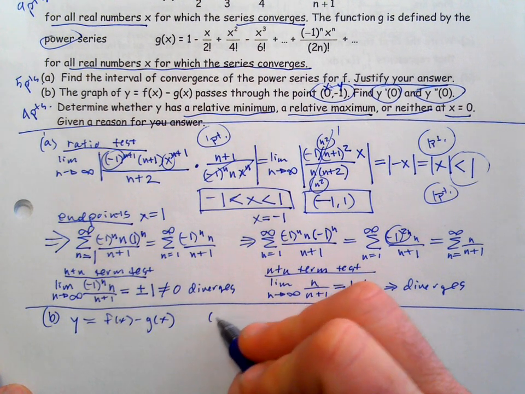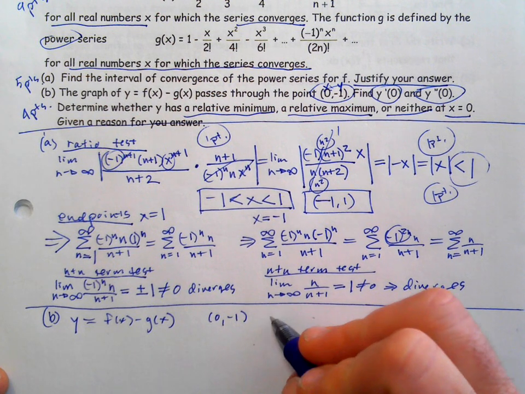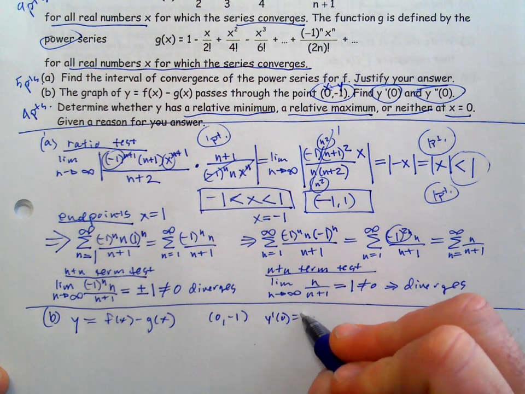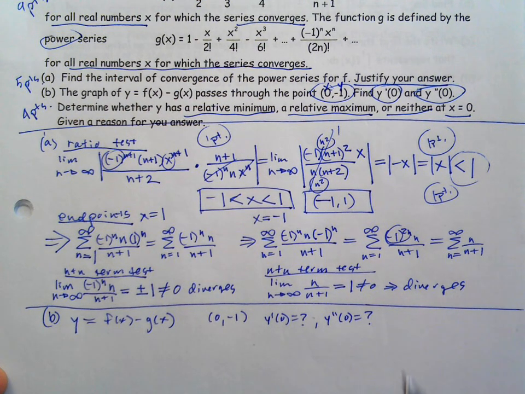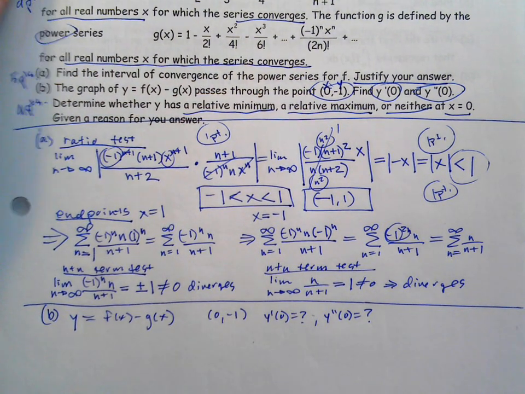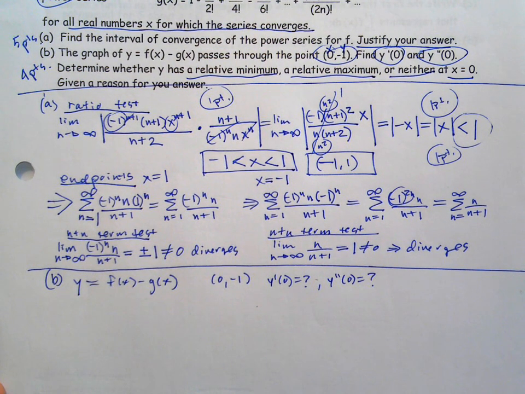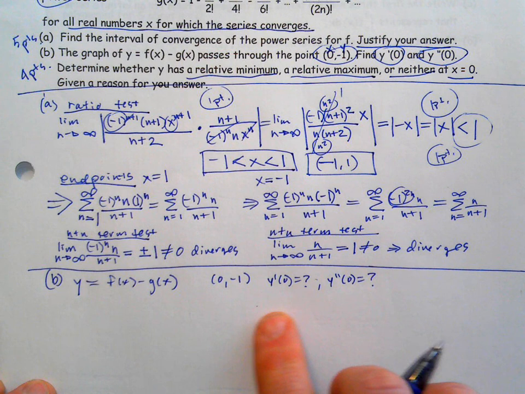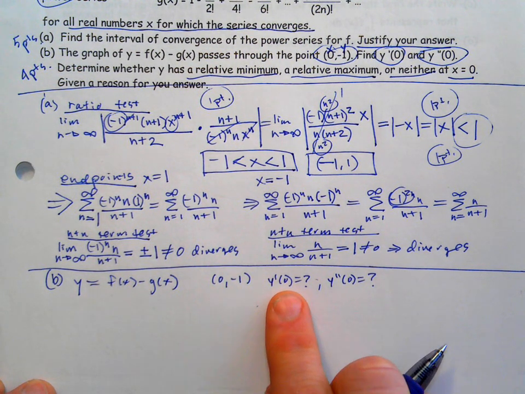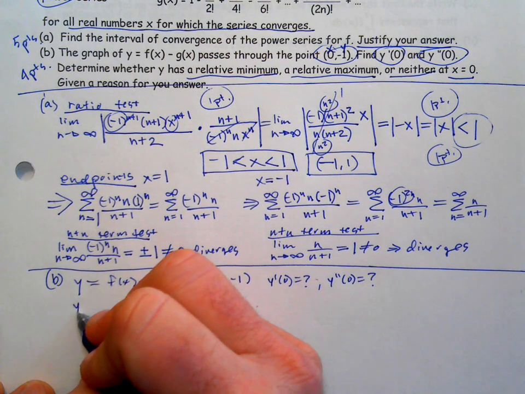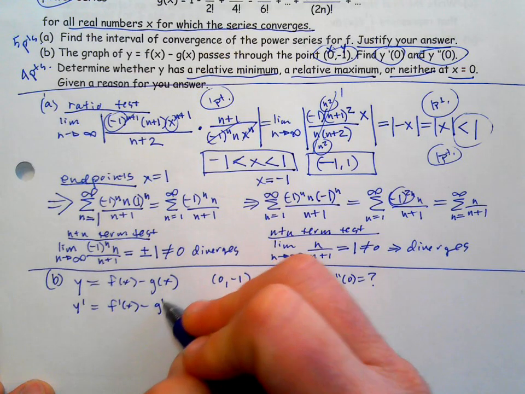And it goes through 0, -1. And we're trying to find y prime 0 and y double prime 0 and decide if it's relative max or min. So I guess we could say, well, we have y of 0 there already. Let's try and find y prime. So what y prime would be is f prime minus g prime.